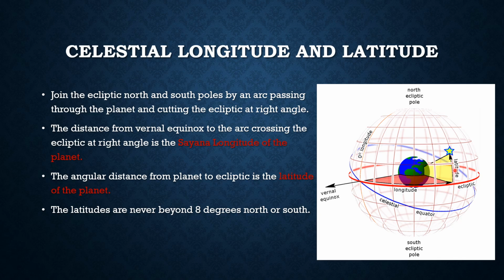Okay, and this angular distance from this point up till the star, this angular distance is called the latitude of the planet. So remember, when we talk about latitudes, latitudes are never beyond 8 degrees north and south, because the zodiac band will be 8 degrees north and 8 degrees south of the ecliptic. So that's why latitudes here will never be beyond 8 degrees north or south.